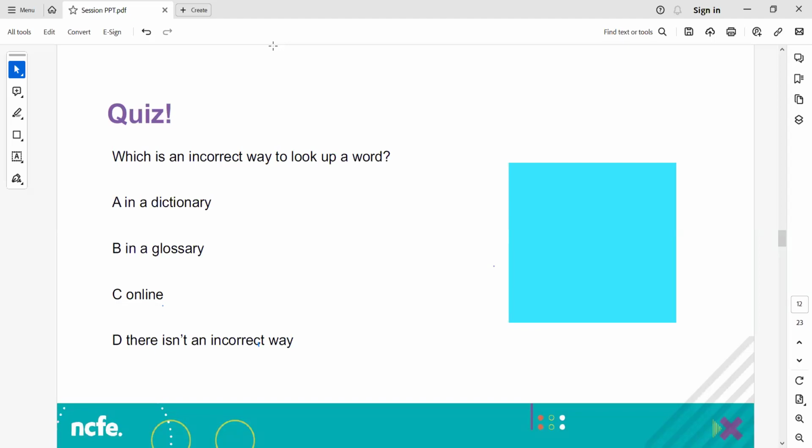So if you are reading a text and there's a word you don't understand, is it okay to look it up in a dictionary? Is it okay to look at a glossary? Is it okay to look online? Yeah, it's correct. So you could use all of those ways. So the answer would be D. There's no incorrect way. We could use all of those ways to look up a word.